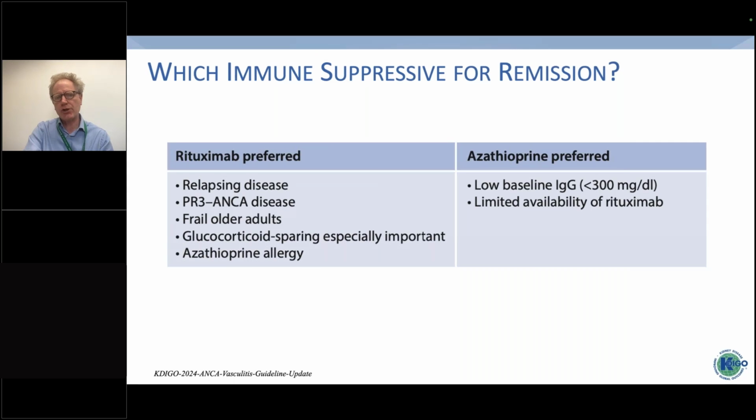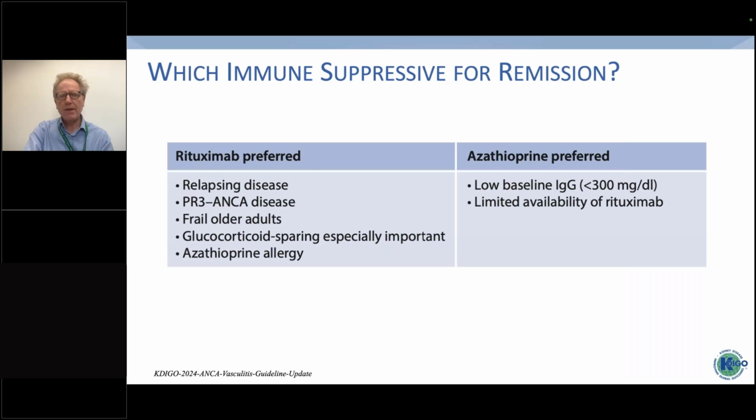So which should you choose? Well, we would clearly prefer rituximab for a patient who has a history of relapsing disease, because they will have quite a high exposure to conventional immunosuppressive drugs and steroids. We'd prefer rituximab for PR3 ANCA disease because of the relapse risk. For frailer patients, because we can more reliably get away without steroids, and clearly if you can't cope with the oral immunosuppressives.